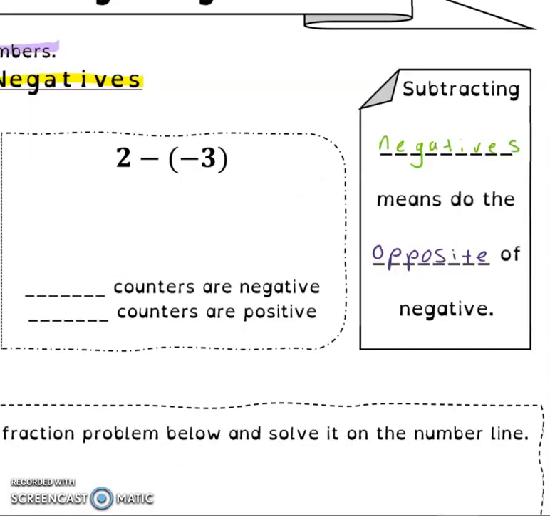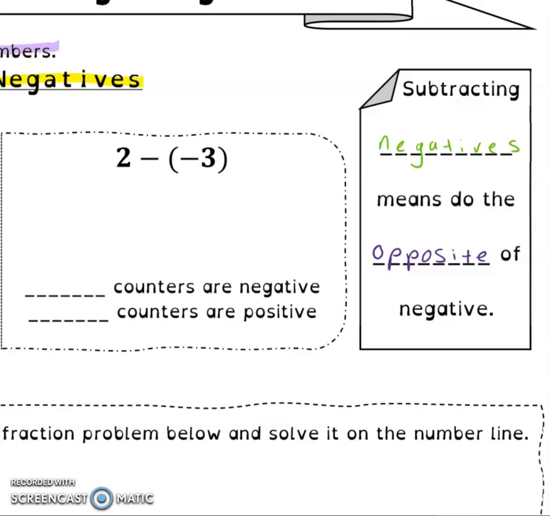So, subtracting negatives means to do the opposite of negative. All right, so if we are subtracting a negative, that means we're actually going to add a positive. Okay, so subtracting negative means add positive. So, here we go. Let's do this with some counters.